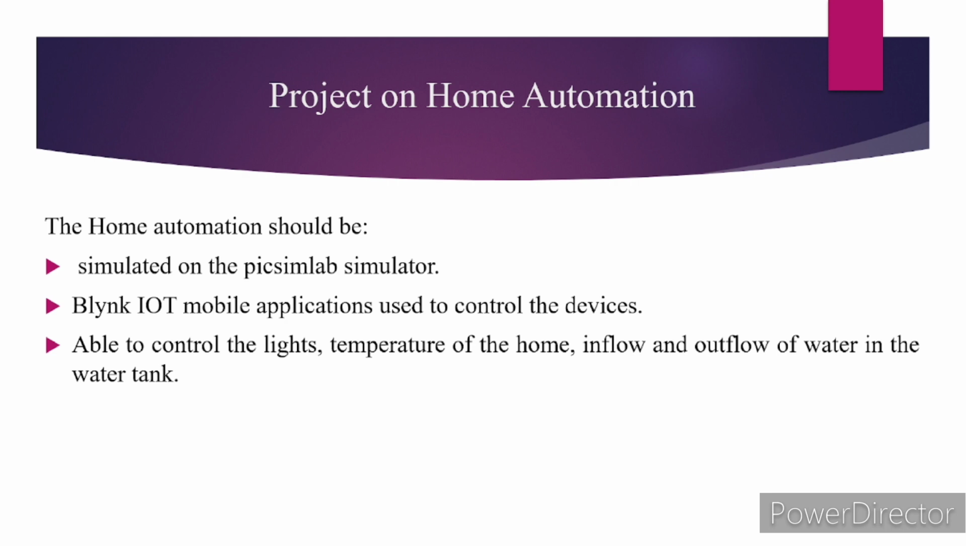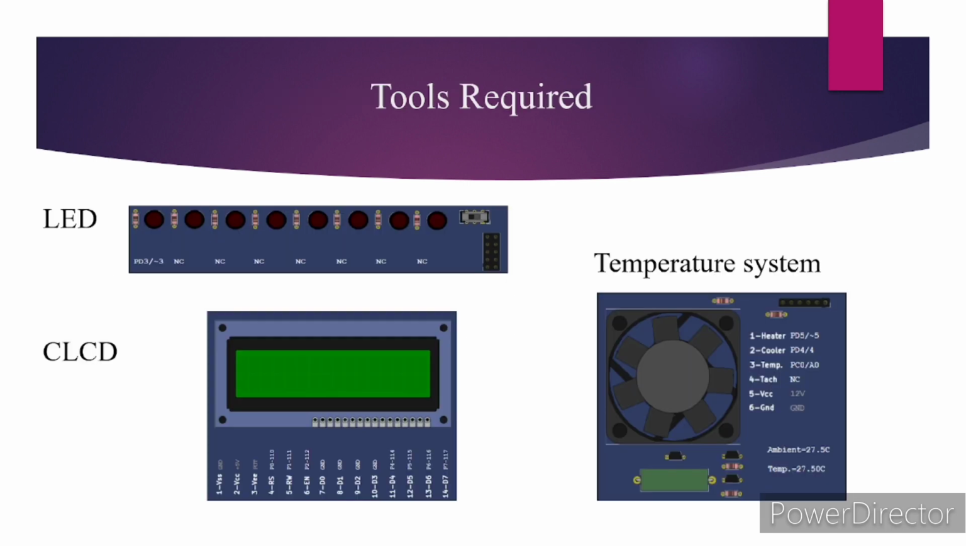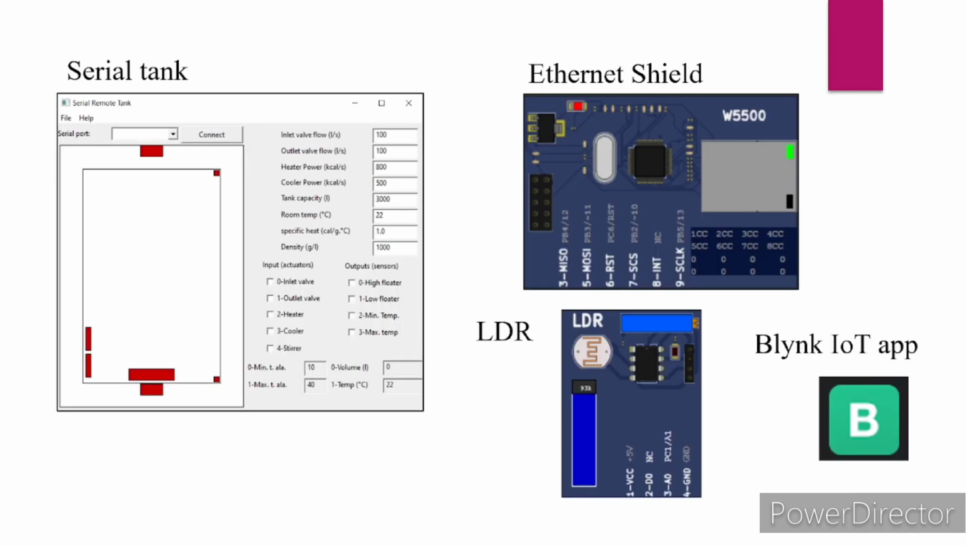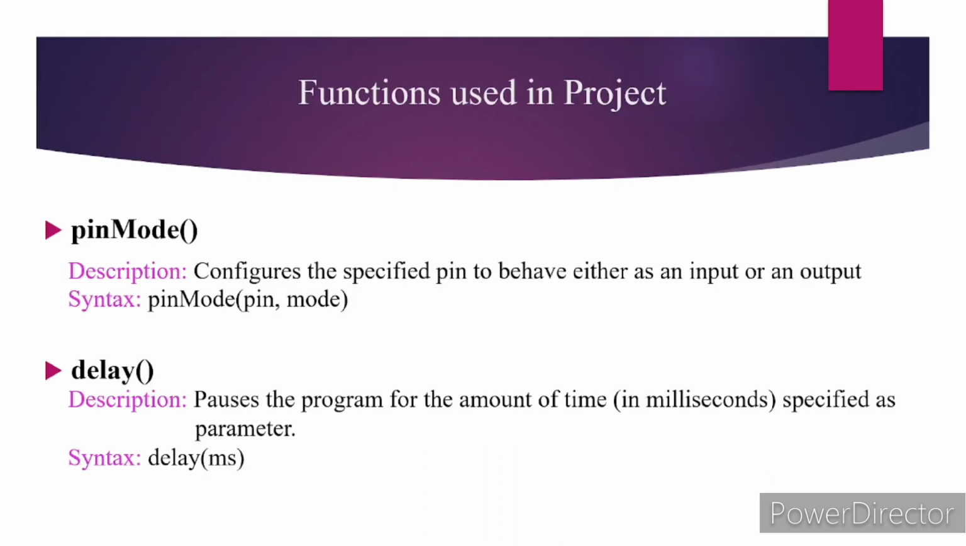In home automation, we should be able to control the lights, temperature of the home, and inflow and outflow of water in the water tank. The tools required for implementation of this project are LED, CLCD, temperature system, serial tank, Ethernet shield, LDR, and Blynk IoT app. So now moving further, we will see the functions used for execution of the project and their syntax.